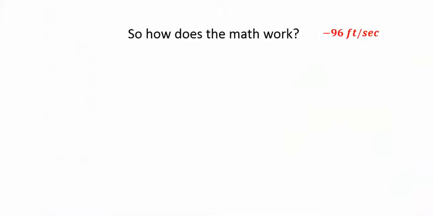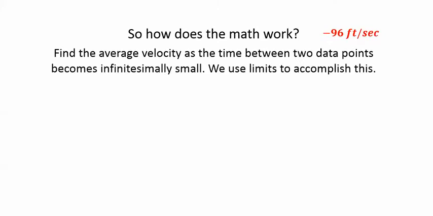Well, what we want to do is work through the process that we just did, but not have to make all those intermediate calculations. Essentially, what we want to do is to find the average velocity as the time between two data points becomes infinitesimally small, basically 0, but not 0. Get it? Here's what it looks like.